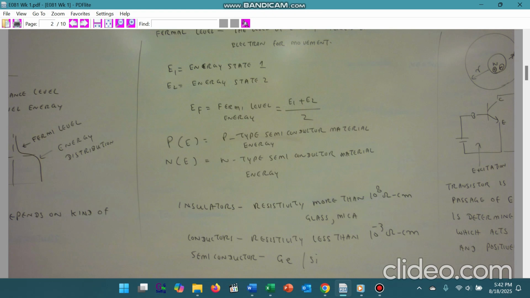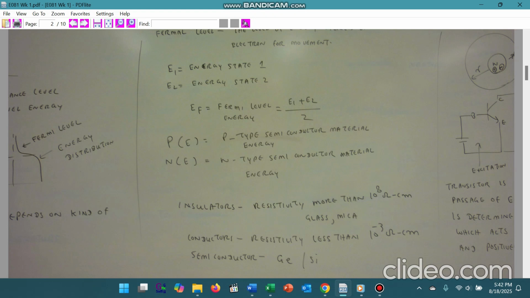So insulators have resistivity more than 10 power 8 ohm centimeter. This is the insulator. And conductors have resistivity less than 10 power minus 3 ohm centimeter, which we call the conductor. And semiconductor can be the germanium or the silicon. So this is the way that we can discriminate which one is insulator or which one is the conductor.